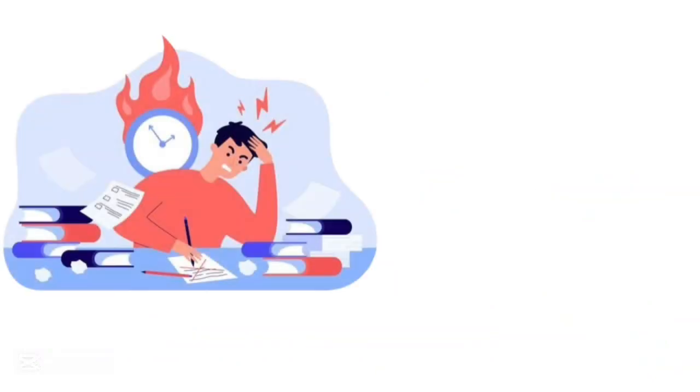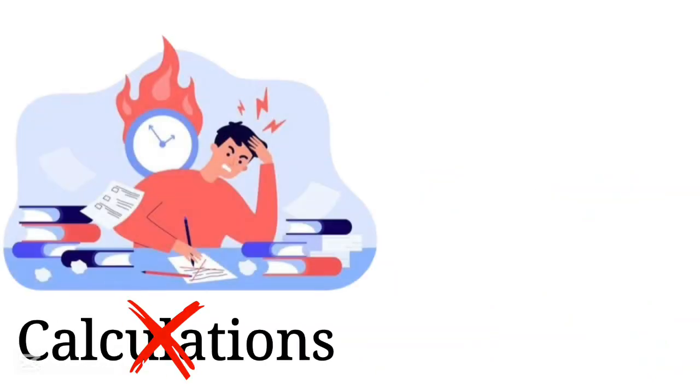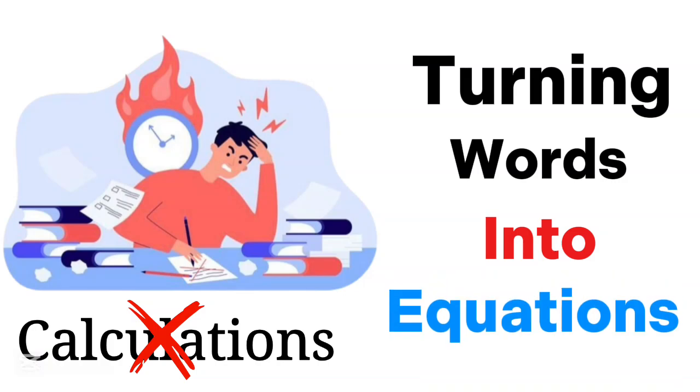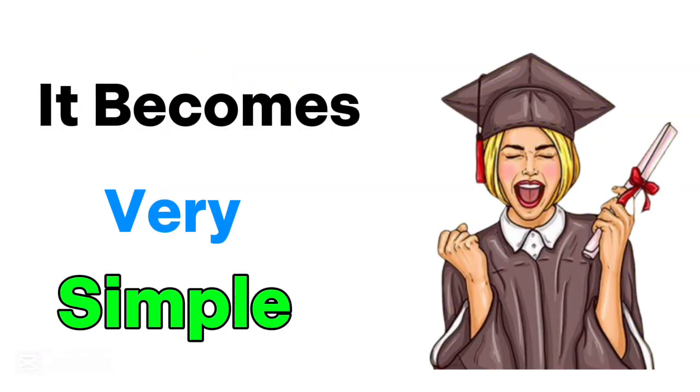The hardest part of this question wasn't the calculation. It was turning the words into equations. Once you learn that skill, age problems become much easier.